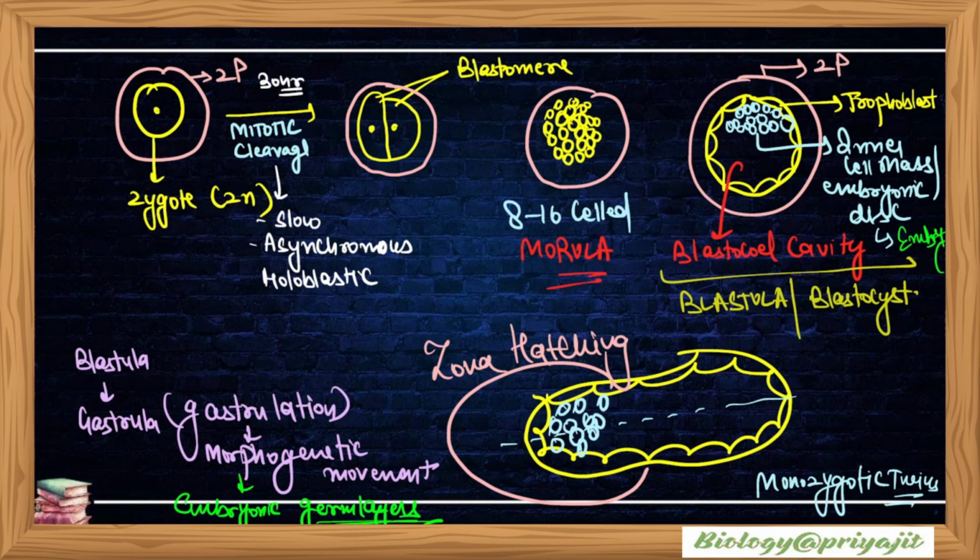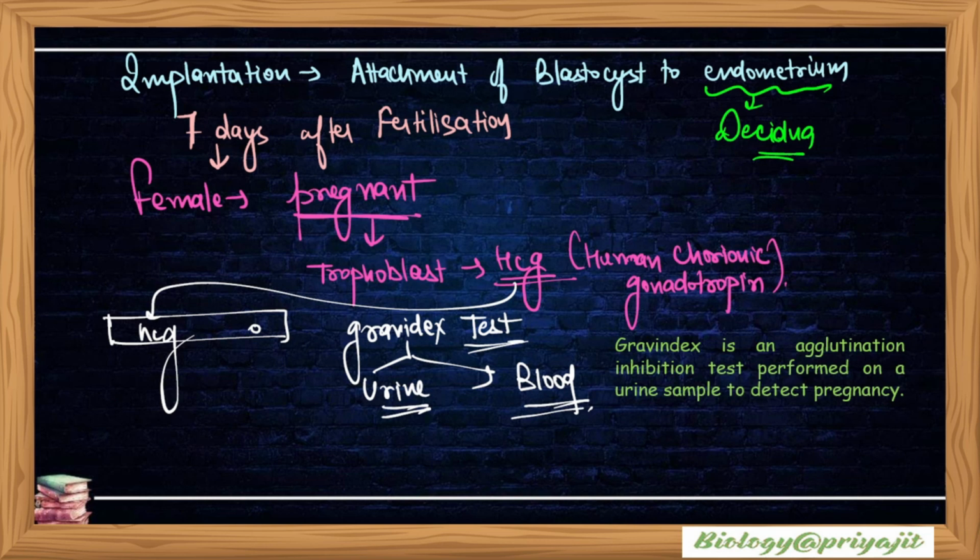protoblast. So the blastula will be converted into the gastrula. Gastrulation is the morphogenetic movement, and the embryonic germ layers are formed. With zona hatching, monozygotic twins can occur. Implantation is the attachment of the blastocyst to the endometrium layer, the decidua. This can happen 7 days after fertilization.